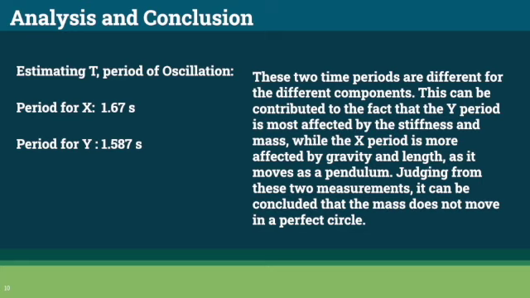So for our next question, where we compare the period for the x component and the y component, we can see where we estimated T, which is the period of oscillation. For x, I calculated it to be 1.67 seconds, while for y, which is what we used in this video, was 1.587 seconds. So these two time periods are different for the different components, and this can be attributed to the fact that the y period is most affected by the stiffness of the spring, while the x period is more affected by gravity and length as it moves as a pendulum. Judging from these two measurements, it can be concluded that the mass does not in fact move in a perfect circle.